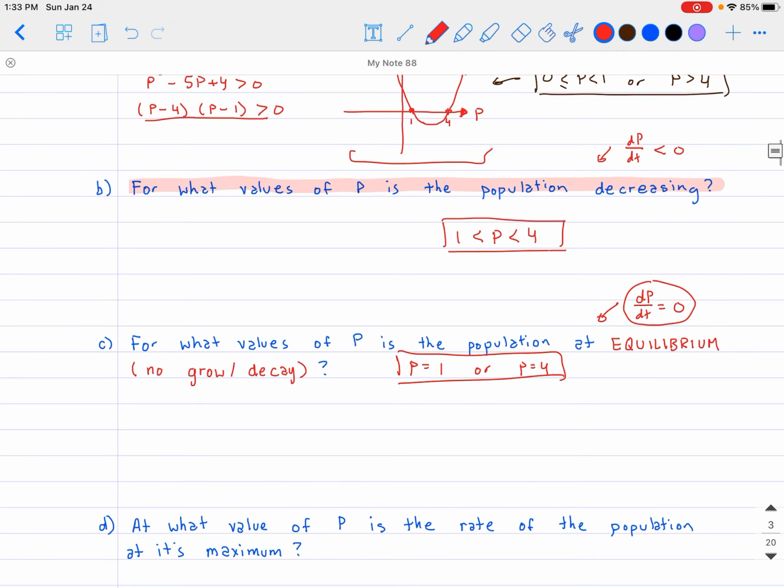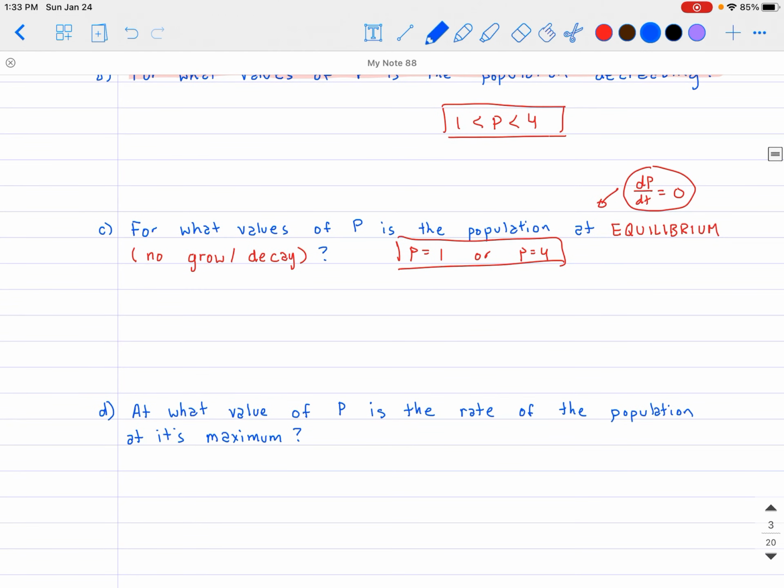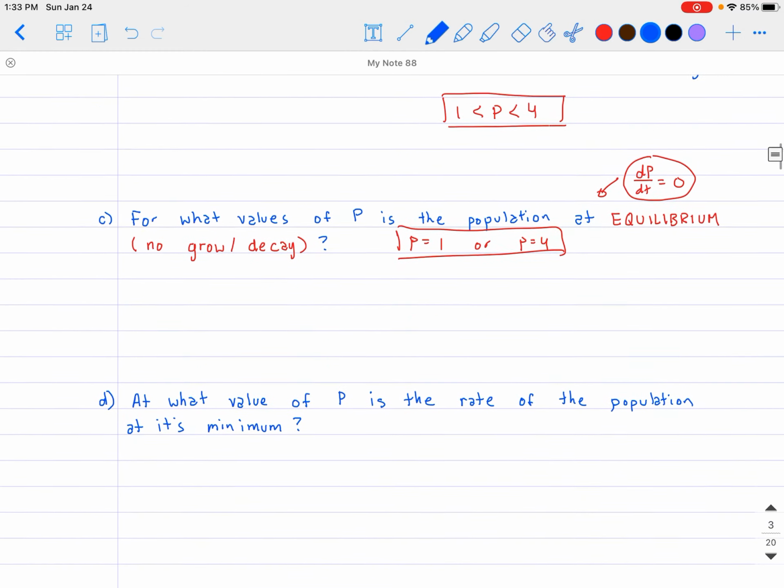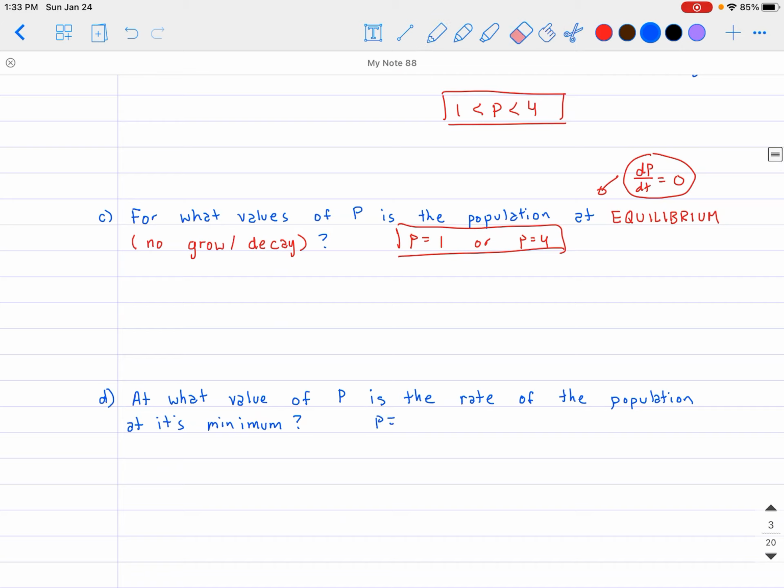And for this last one right here, at what value of p is the rate of the population at its maximum? I think I need to change this problem because, according to what we have right here, we really shouldn't be looking for a maximum, but rather a minimum in this case. Looking at my graph, you can see that it's supposed to be at its vertex. So it's supposed to be over here, most likely the average between 1 and 4, which is equal to 2.5. So that is going to be my answer in this case: p is equal to 2.5. Okay, let me go ahead and change it.